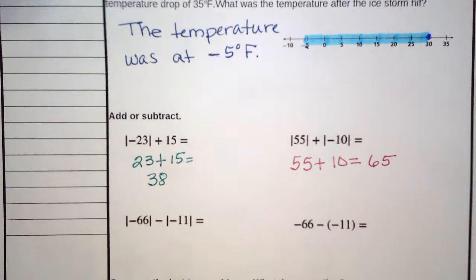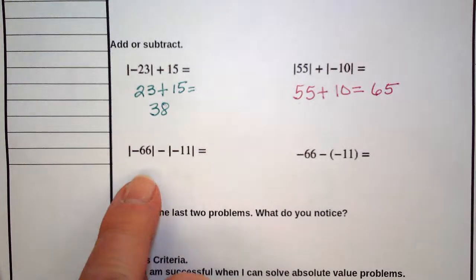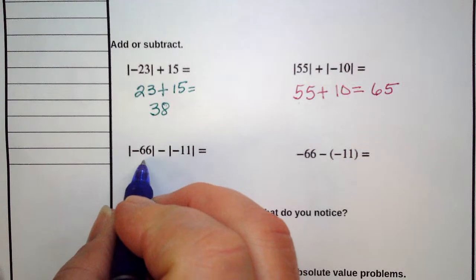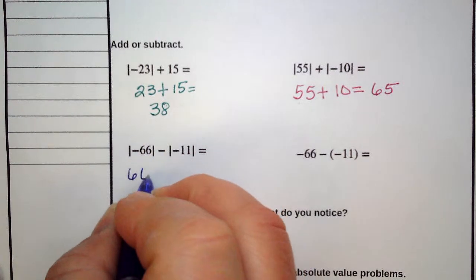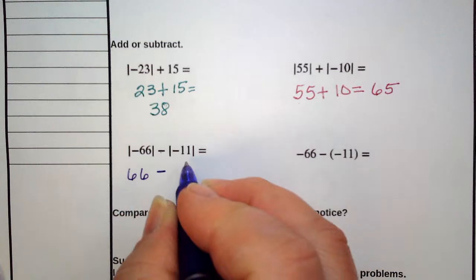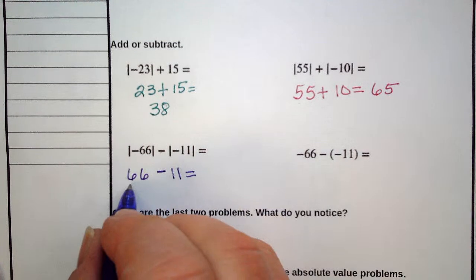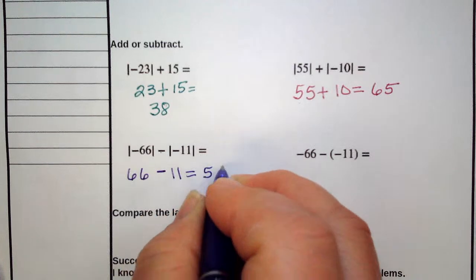Okay, let's pause the video. Can you complete this problem on your own? I do hope you tried. -66 is 66 units from 0, minus -11 is 11 units from 0. 66 minus 11 is 55.